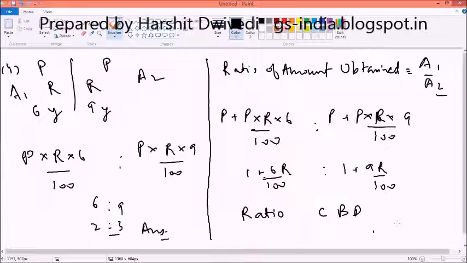This is the improvisation of the original question. I have asked for the ratio of the amount obtained. For finding the ratio of the amount obtained, we should know the exact value of the rate of interest. If we do not know the exact value of the rate of interest, it is impossible to find the ratio of the amount obtained, but the ratio of the simple interest obtained we have calculated.